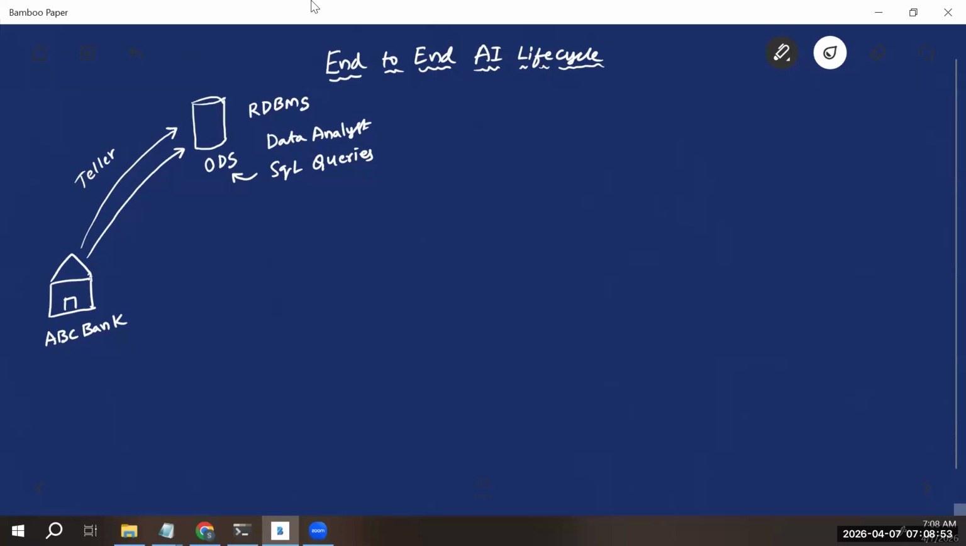Now, what's happening is while the transactions are happening during the day, at the same time, the SQL queries were also running.